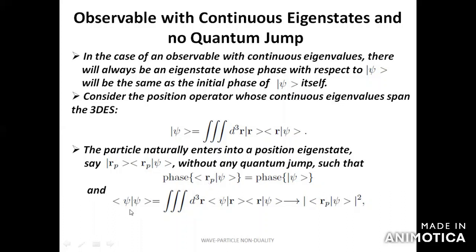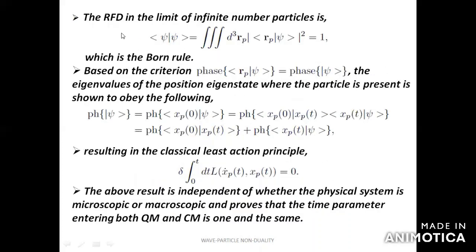Now if you take the inner product, as in the discrete case, only that state comes; the particle will be found. The rest of the states will not contribute because they do not carry any particle. This is the RFD, the relative frequency of detection. If you perform repeated measurements over a large number of particles and sum over all these probabilities, you will get one. This is the Born rule.